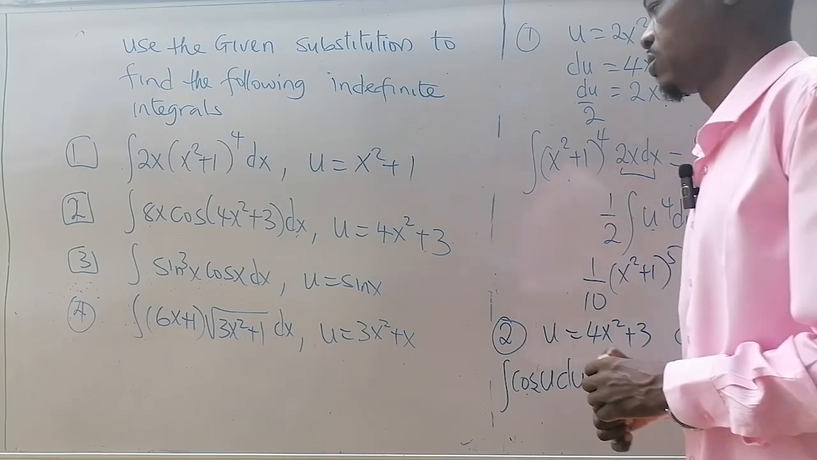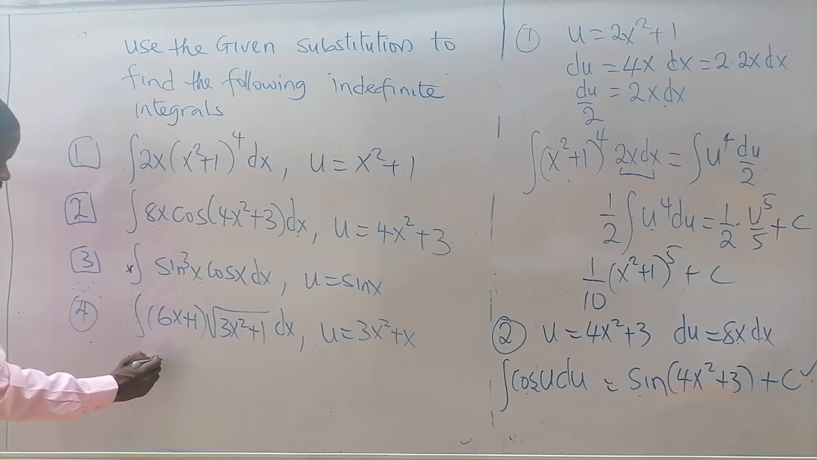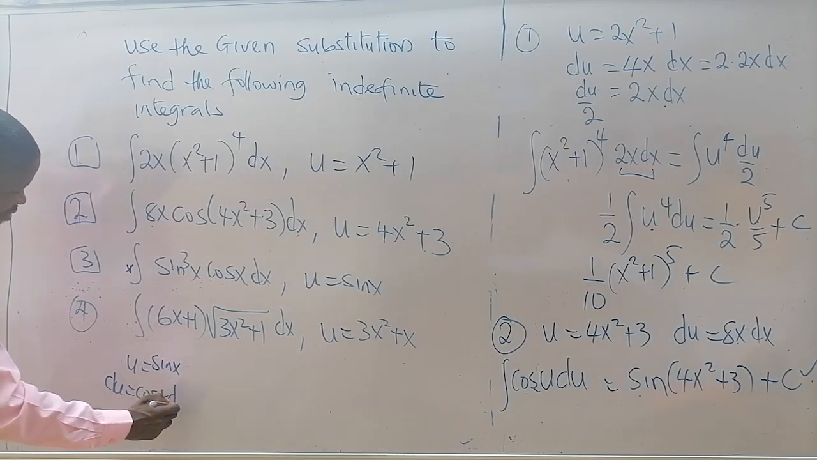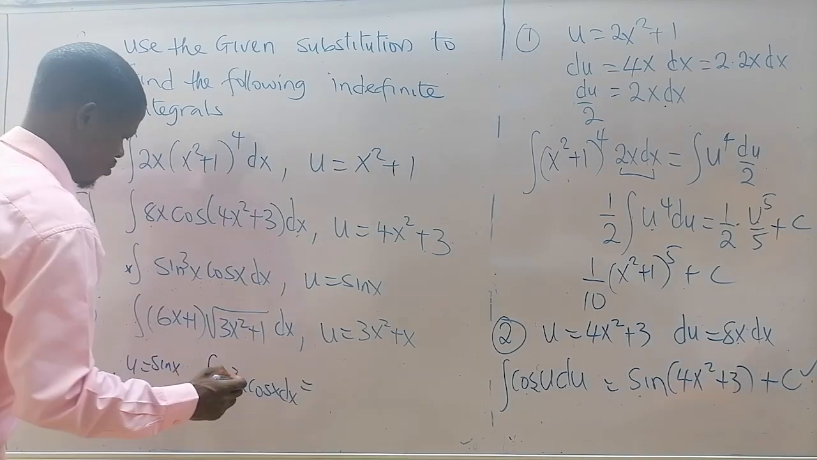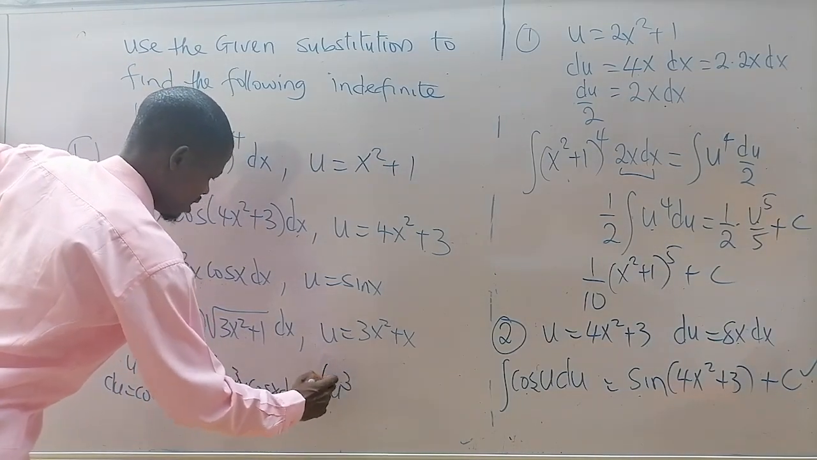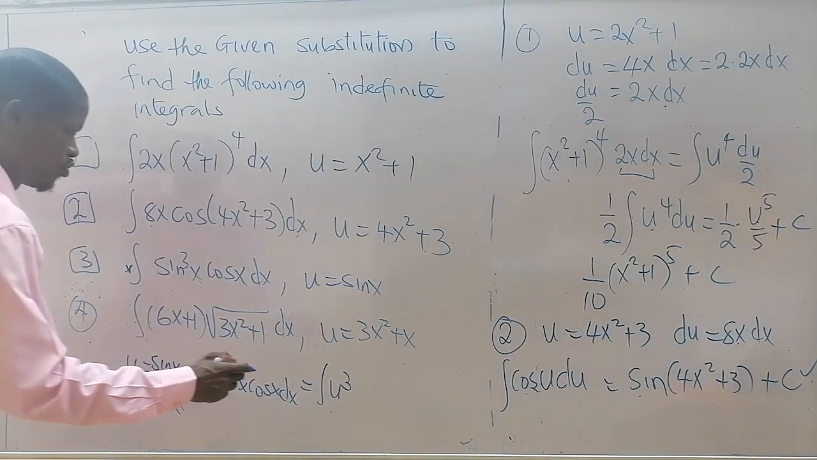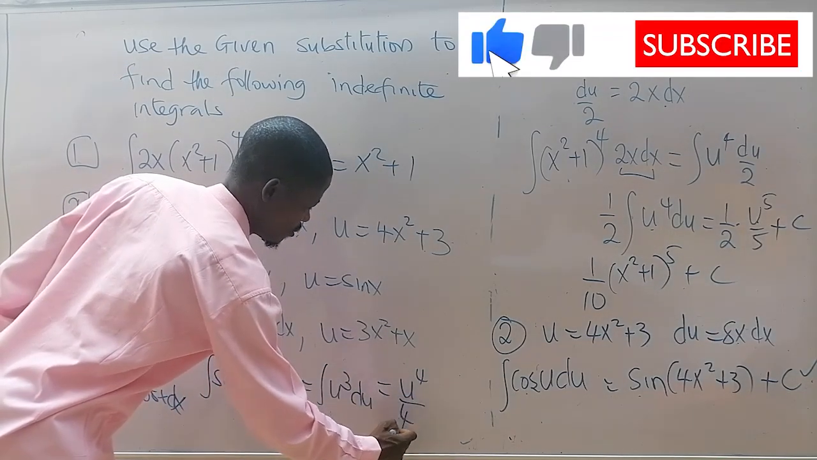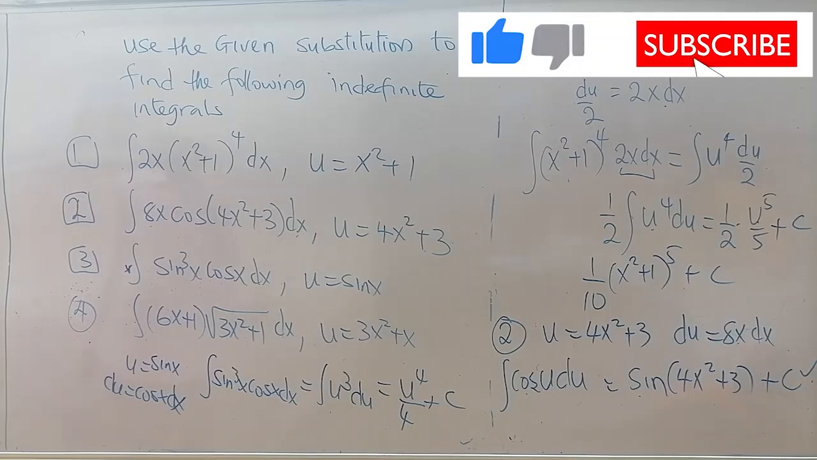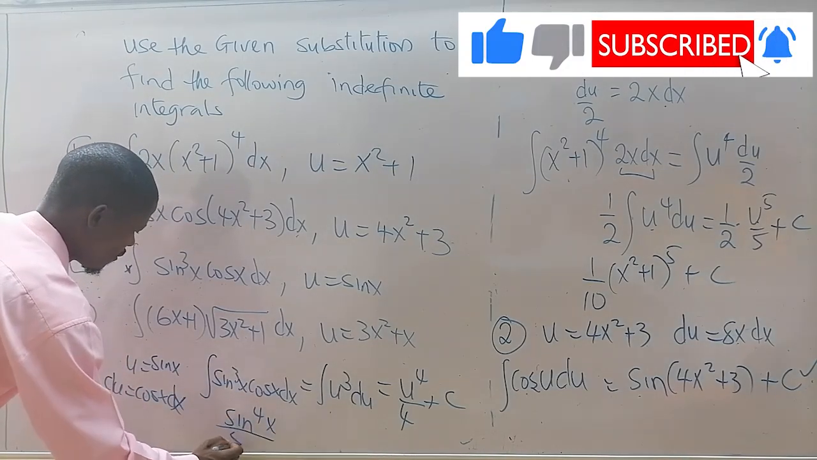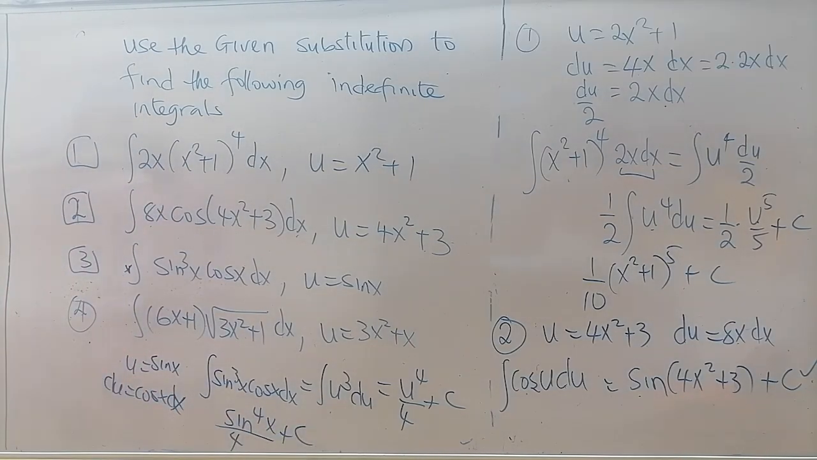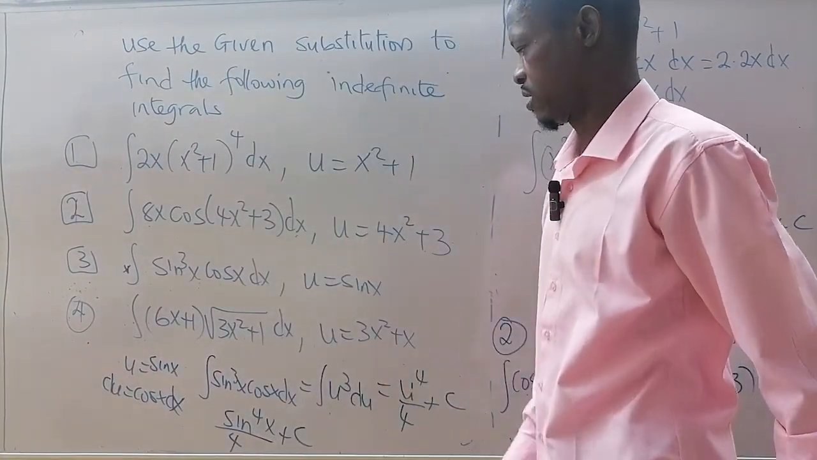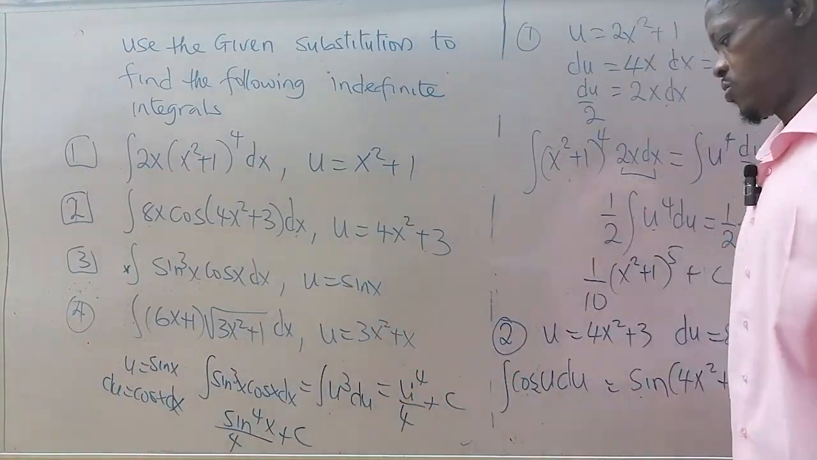The third one, u is equal to sine x. So du is equal to cos x dx. We now have integral of u to the power 3 cos x dx, that's the u. So integrate that. That's u to the power 4 over 4 plus c. Return your u back. So that's that on that question. Just come back here and substitute for your u. Your u is sine x. So do that, and you have that.